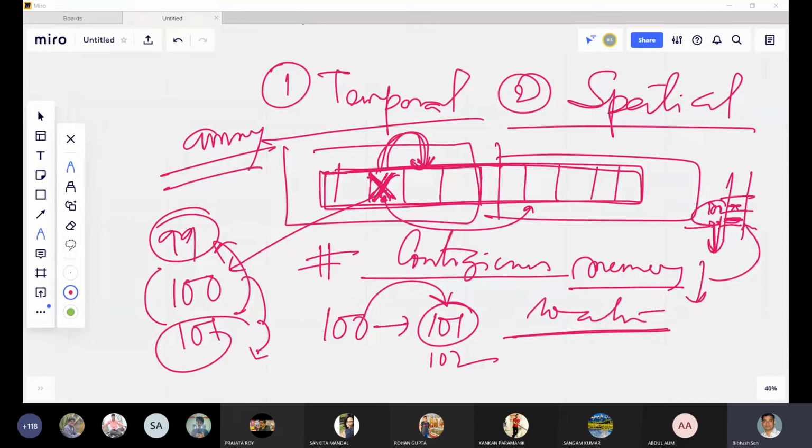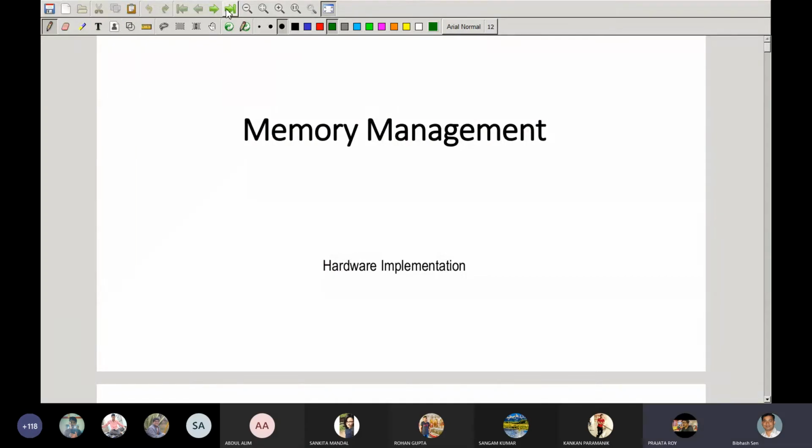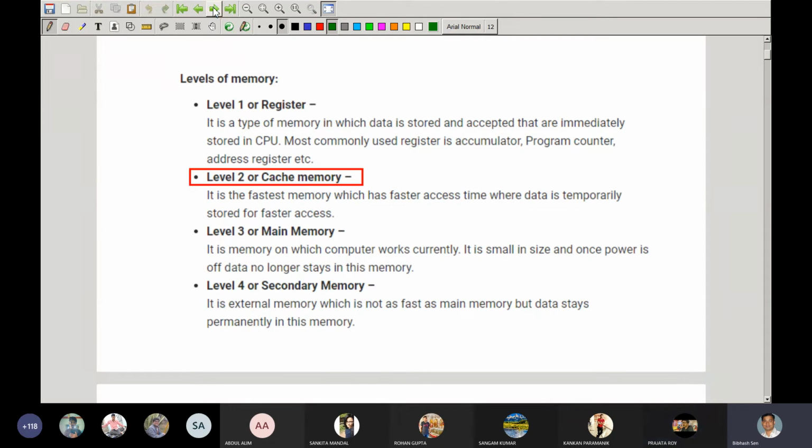Okay, now this term is clear. Now we are moving to the slide. Is this slide visible? So I mentioned levels of memory. Level 1 is generally registers. It is a type of memory in which data is stored and accepted immediately in the CPU. The most commonly used registers are the accumulator, program counter, and address register. Can you tell me one addressing mode where the accumulator is directly present? Addressing mode.